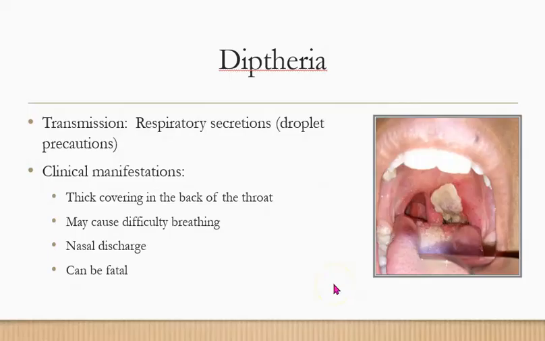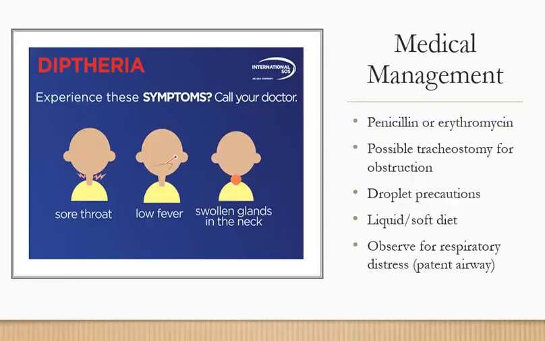Diphtheria. This is transmitted through respiratory secretions. They'll be on droplet precautions. Clinical manifestations: a thick covering in the back of the throat may cause difficulty breathing, nasal discharge, and it can be deadly.